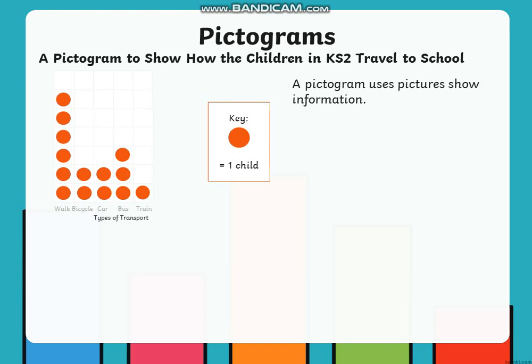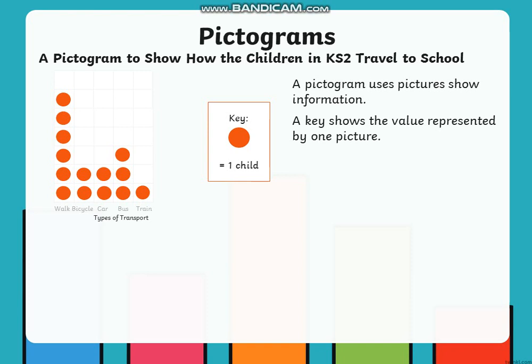Second thing you have to know in the pictogram is that it has a key. The key shows the value of each drawing or each picture. Here it says that one circle means one child. Before we start answering our questions, we first have to look at our chart and understand what each item means. Here it says that a pictogram is about children traveling to school. Some of them go walking, some by bicycle, car, bus and train.